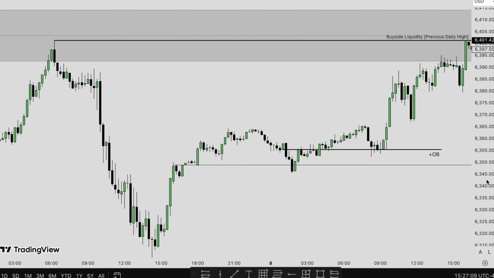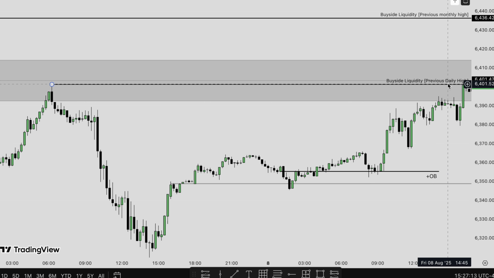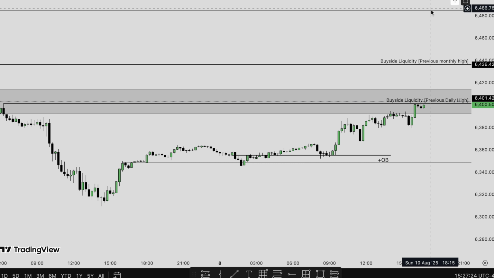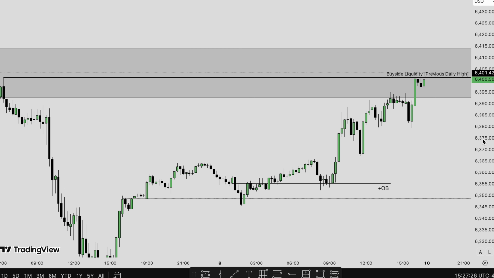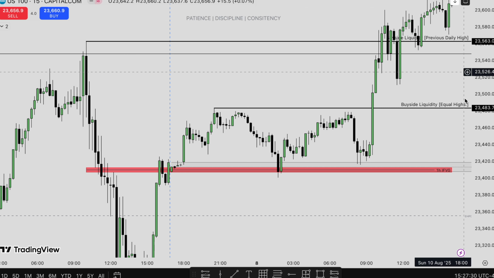The same goes for US 500. Yeah. Previous daily high, joint liquidity. I'm looking for price to trade through this old volume imbalance. Draw for the previous monthly high, and then draw for the 0.25 standard deviation level, right? So those are my draws on liquidity, right?